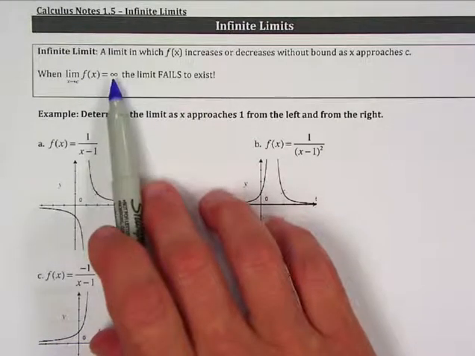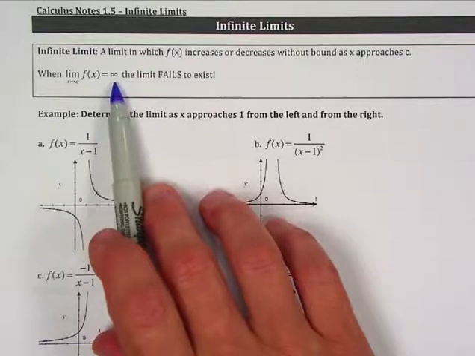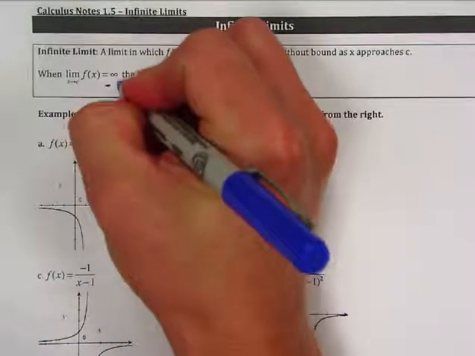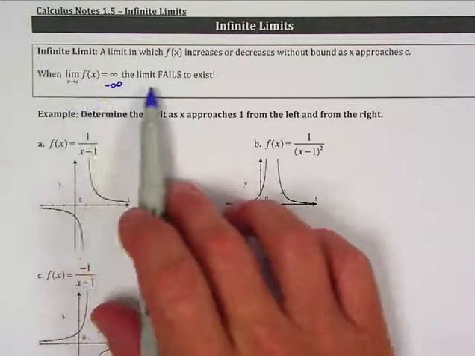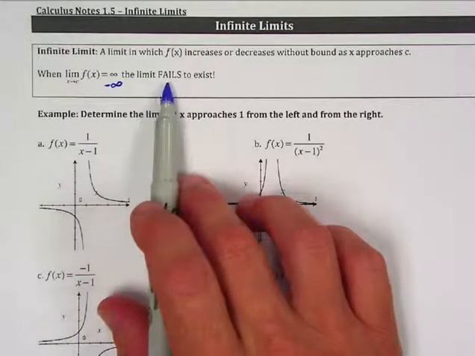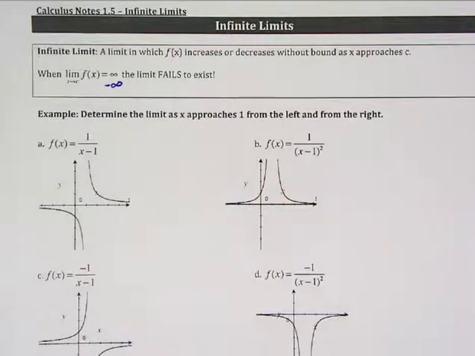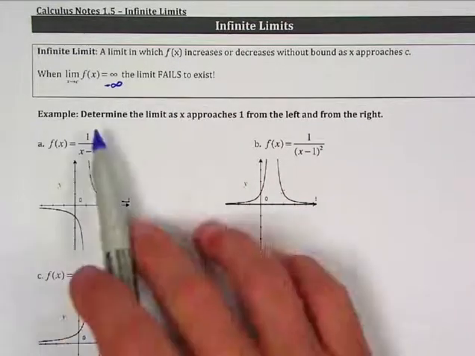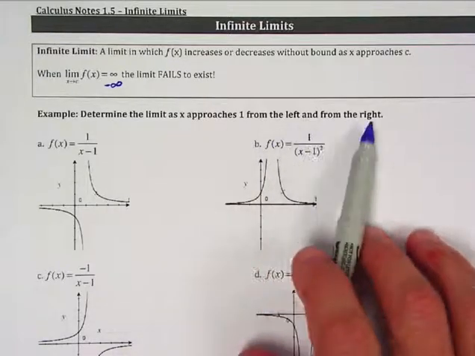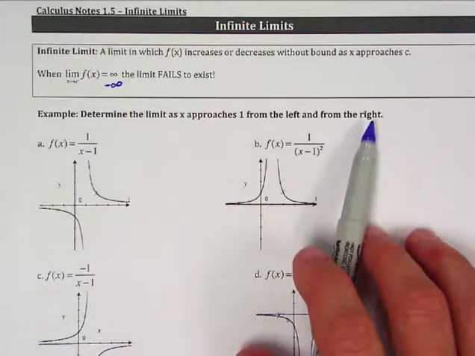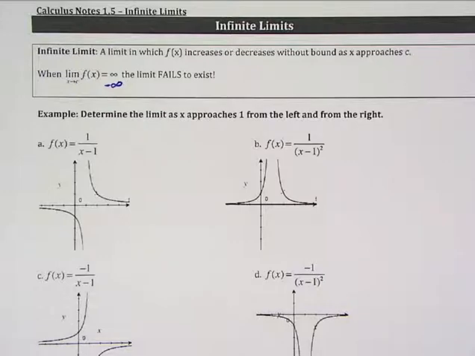So even though we're still going to say it equals infinity or even negative infinity, that's just describing the behavior as x approaches c. But infinity is not an actual number, and so the limit will fail to exist. So first, we want to determine the limit as x approaches 1. We're going to do this from the left and from the right, using a graphical approach.